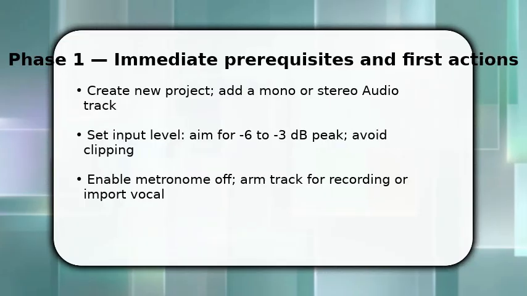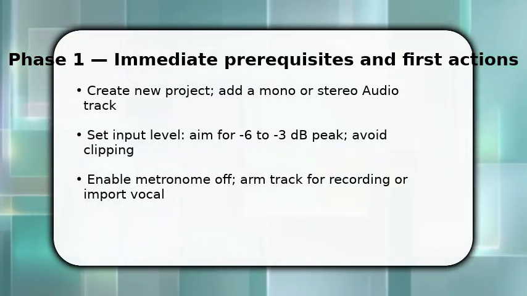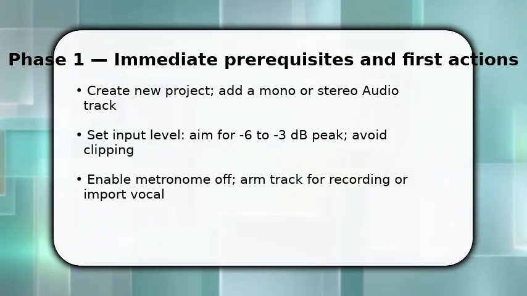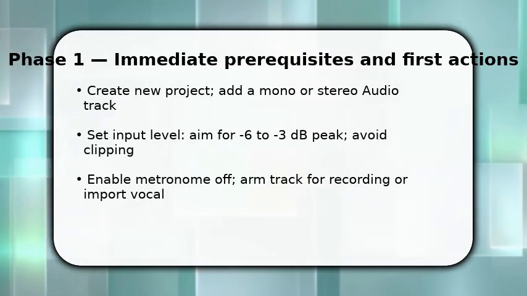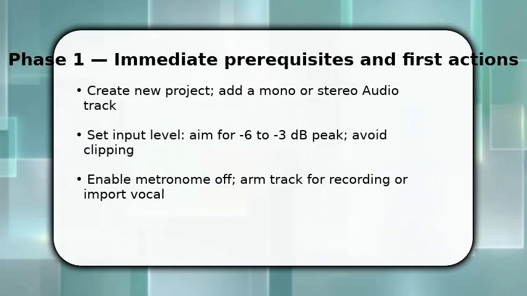You start by creating a new Bandlab project and adding an audio track. Choose mono for a focused radio tone or stereo if you need width. Next, set your input level so peaks sit around -6 to -3 dB. This prevents clipping and leaves headroom for processing.